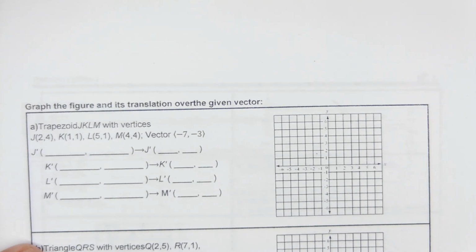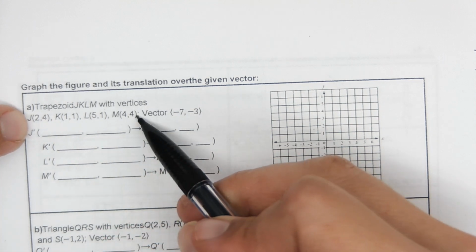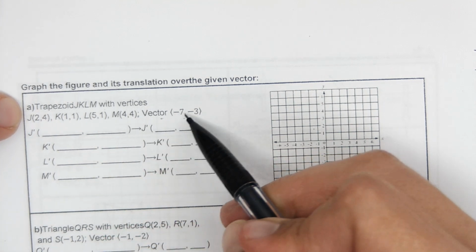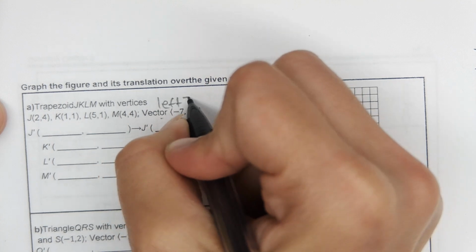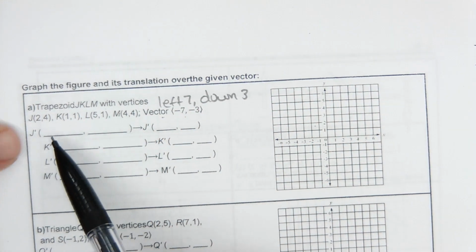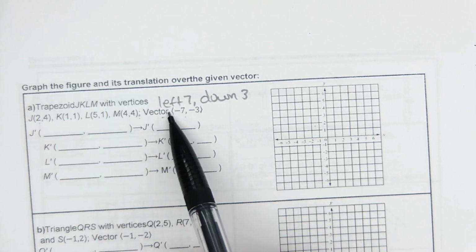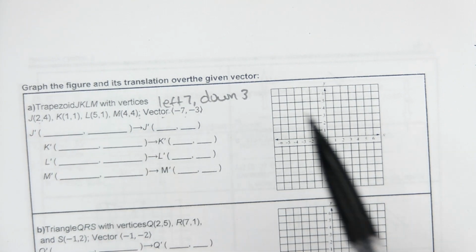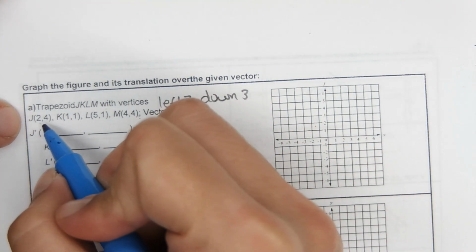Okay, so here it says that we have a trapezoid, JKLM, with these vertices, and the vector is negative 7, negative 3. So that would be left 7, down 3. So we're going to plot or graph our original points for the trapezoid, and then we're going to translate them left 7, down 3. So first things first, I'm just going to graph my original points.